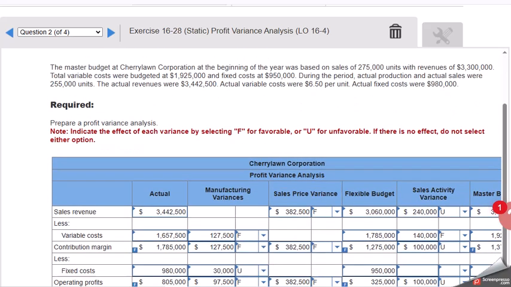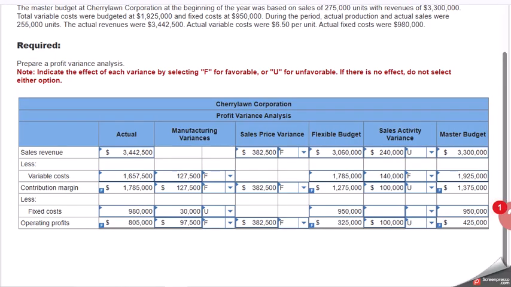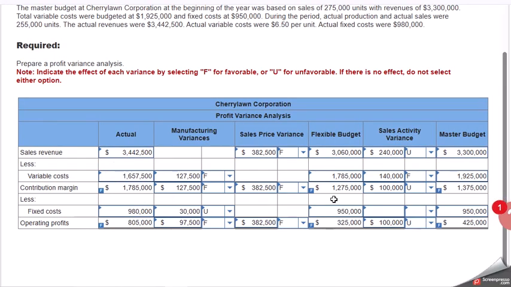Now here, it's the same scenario, but in more detail. Now we do factor in the actual. Our flexible budget and our master budget are what we just calculated in that first exercise. Now we factor in the actual and say, okay, our actual sales revenue was 3,442,500.